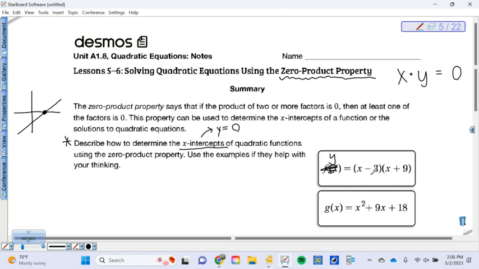Okay, so this top equation is now going to just be y equals x minus 3 times x plus 9. But I'm trying to figure out what my x-intercepts are. That means that I need to figure out what is x when y is 0. So my first step is going to be replacing this y, replacing the f of x even, with just a 0. So now I have 0 equals x minus 3 times x plus 9.